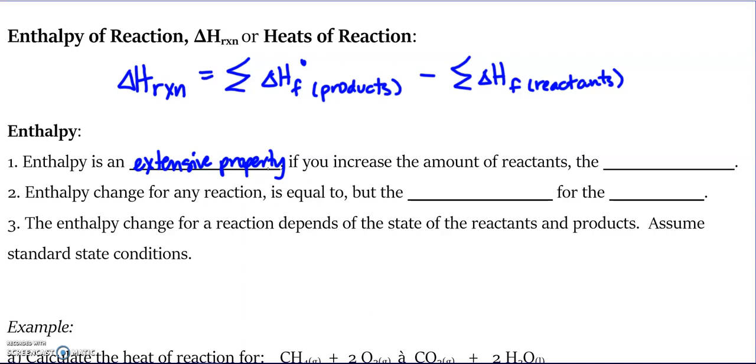So if you increase the amount of reactants, like if you have 3 quarts of water that you're trying to boil on the stove versus 1, your amount of heat will increase. You'll have to add more heat to raise the temperature to the same value. Enthalpy change for any reaction is equal to, but the opposite sign for, the reverse reaction, which we've talked about.